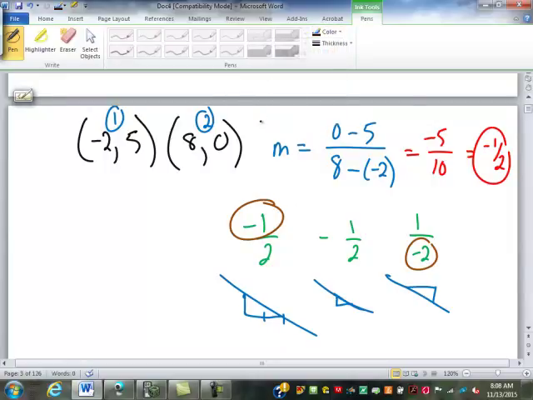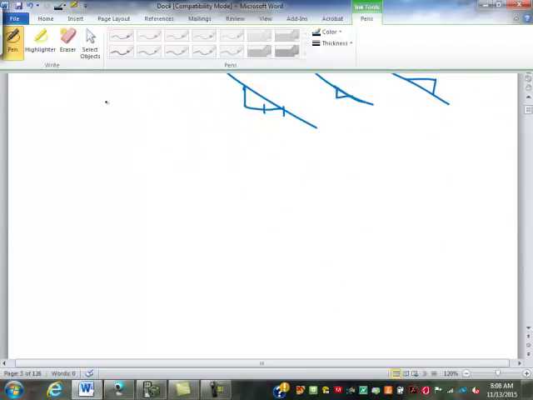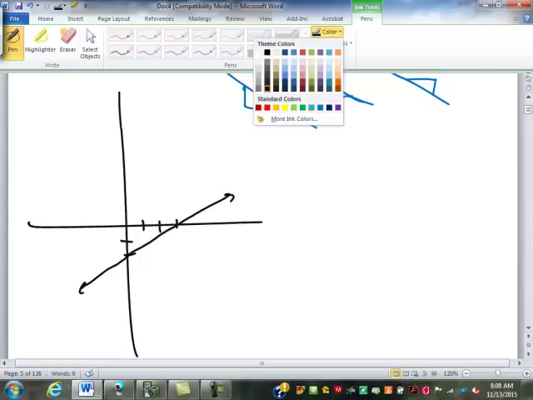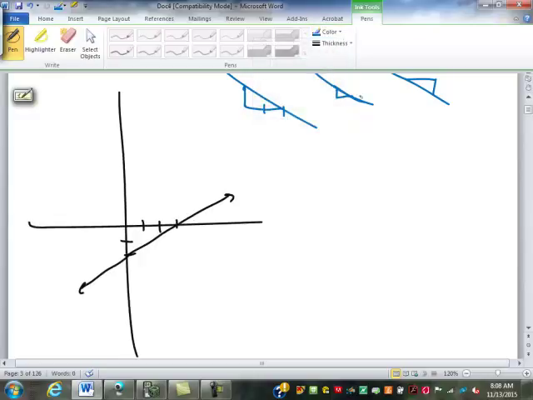Well, now it's time to take the next step. The next step, can you tell me the equation of this line? Well, there's 2 pieces of information we need. One is the y-intercept. What's the y-intercept going to be here? Yeah, negative 2. Does everybody see where the negative 2 comes from? That's where it crosses this y-axis.